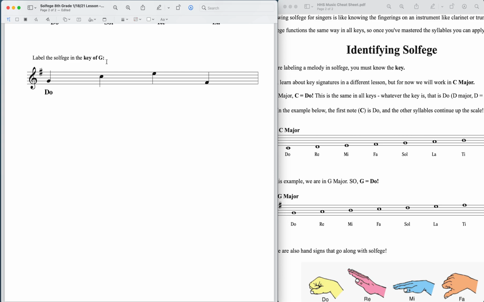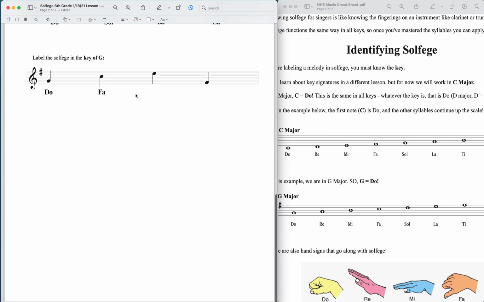but it is not do, because we're in the key of G. And in the key of G, do is G. So if we count up to the note C, it would actually be fa. And you can see that on your cheat sheet right here. We have do, re, mi, fa. Same thing over here, we just skip the re and the mi in the middle. So do, this note would be called fa in this key.